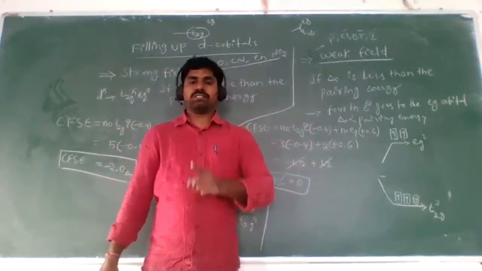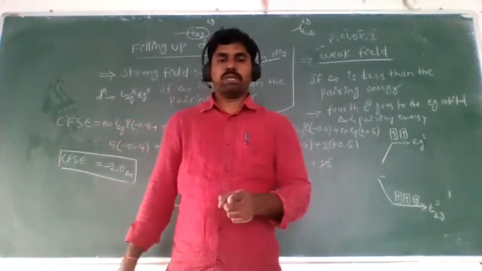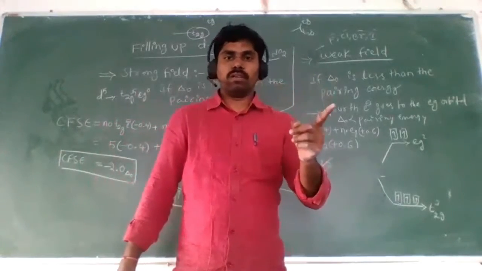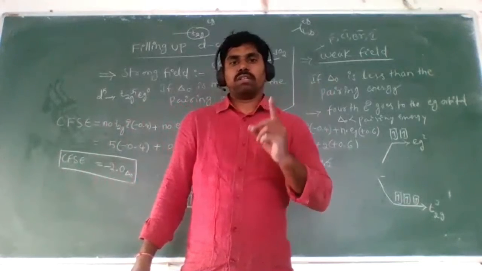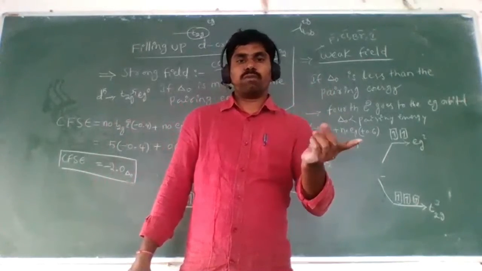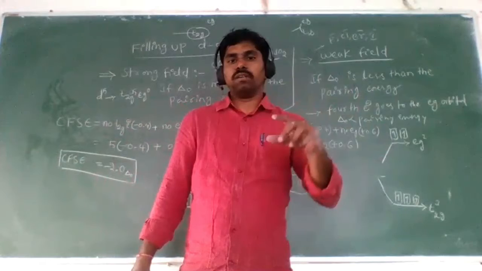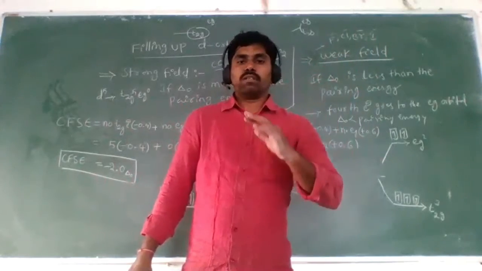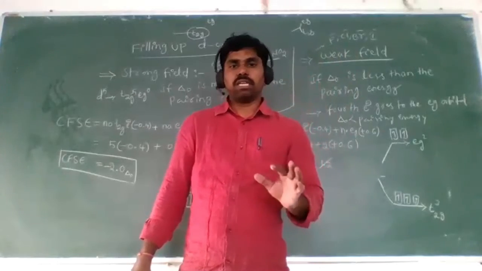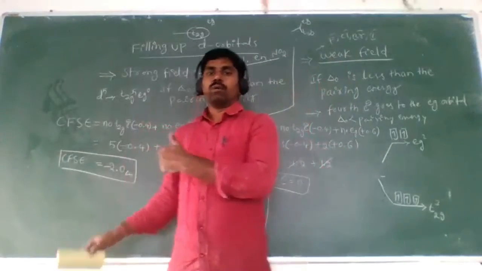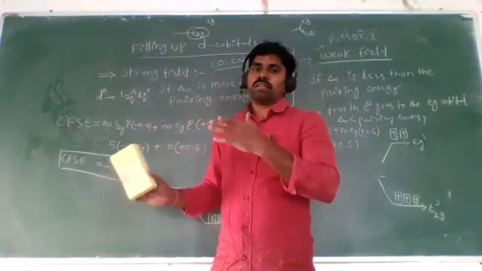Simple: in the strong field condition, T2g is filled first, then EG is filled. Next, in the weak field, T2g is half-filled, and then EG is half-filled. After that, T2g is fulfilled, then EG is fulfilled. So simple: the fourth electron jumps to the EG orbital. Is that clear? Here, all five orbitals are completely filled.